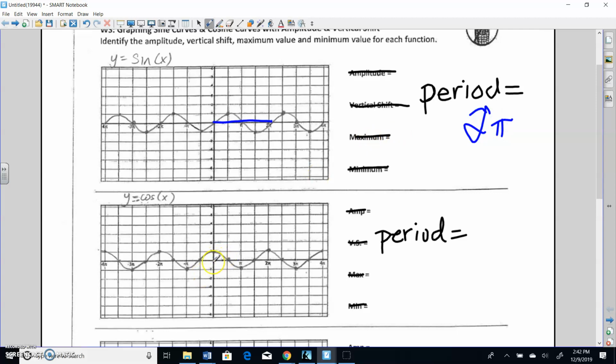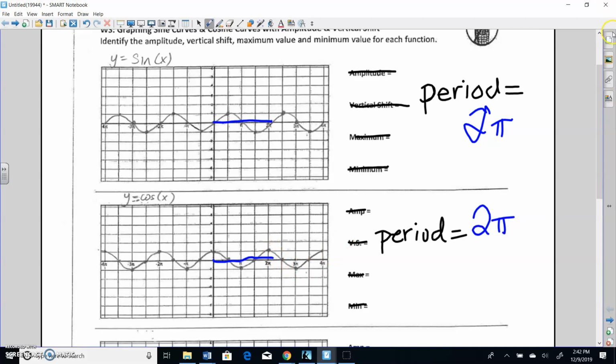And then the same thing on the cosine. It's periodic. So what's the distance on the x-axis before it starts to repeat? If we started at 0, our graph starts at 1, goes down below to negative 1, back up to 1, and then it starts to repeat again, right? So the same distance from here to here is how long it takes before our function repeats. And that again is 2 pi.